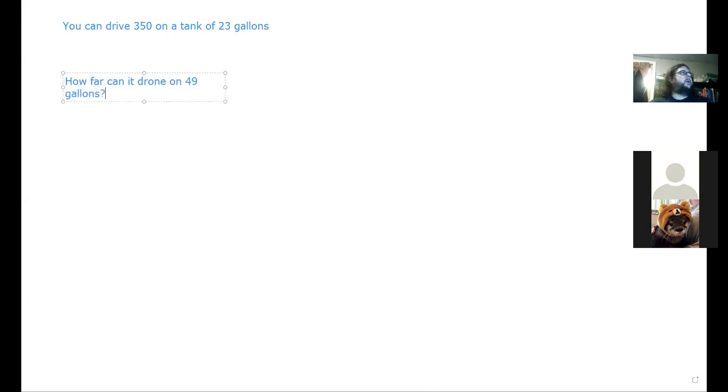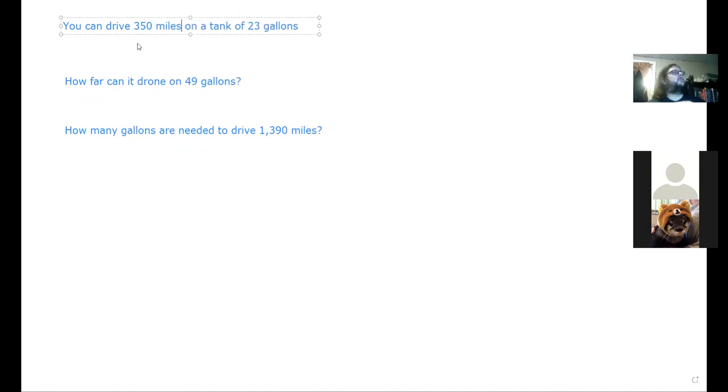And how many gallons are needed to drive 1,390 miles. And both of these need the same information. So we have to find out, if I do 350 miles, I need to find out how many miles per gallon.